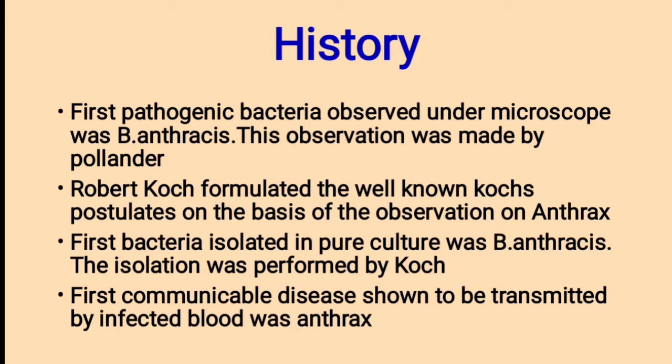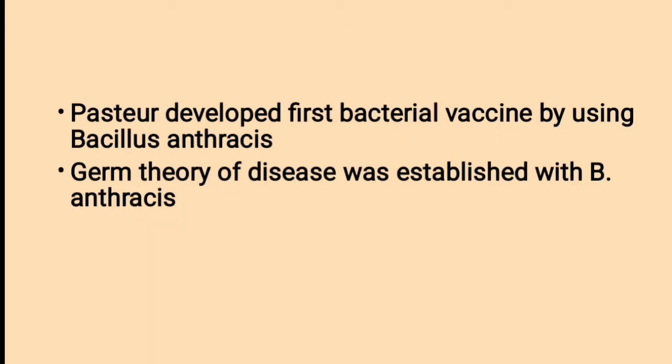First communicable disease shown to be transmitted by infected blood was anthrax. Then Pasteur developed the first bacterial vaccine by using Bacillus anthracis. And germ theory of disease was established with Bacillus anthracis. A lot of discoveries were made with Bacillus anthracis in microbiological history.